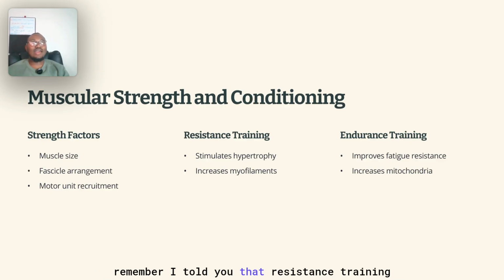Also, remember I told you that resistance training stimulates what? Hypertrophy. Resistance training, hypertrophy. But endurance training is to improve fatigue resistance and to increase mitochondria. Very important. Which muscles can contract without the need for nervous stimulation? Skeletal muscle must be stimulated for it to contract, but smooth muscle and cardiac muscle do not need it. That's why they are involuntary muscles. You understand? They don't have a need for it. Bear that in mind. All right?